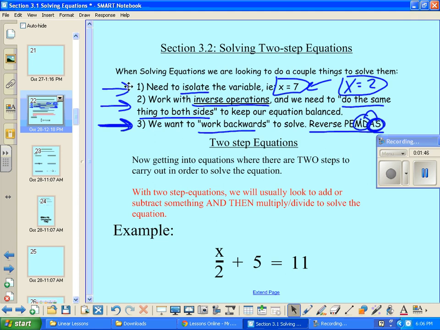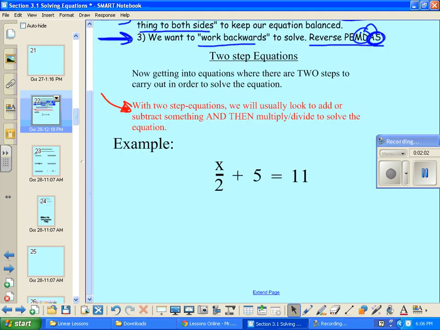I've got that written down here, something I want you to put in your notes in red, essentially what I just said. With two-step equations, we will usually look to add or subtract something and then multiply or divide, and that's probably going to be the way that we're going to solve our equation. So I've got an example here below. We'll walk through this one first together, and I'll show again what this means by working backwards through the problem.